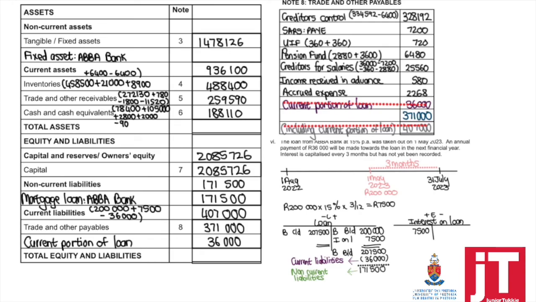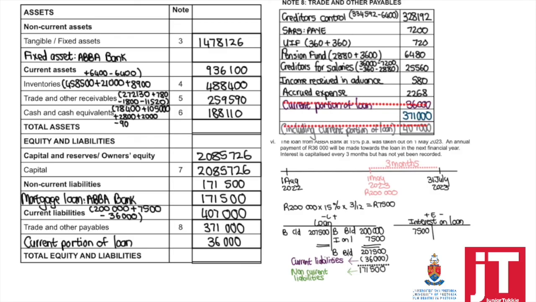So we mark accordingly. It either goes as part of note number 8 or it appears on the face of the balance sheet. If they don't ask you to do any notes, then it must appear as part of the calculations here, on the face of the balance sheet, current portion of loan. Actually, you can include it in trade and other payables as a calculation as well. So it's irrelevant. Please ignore that.